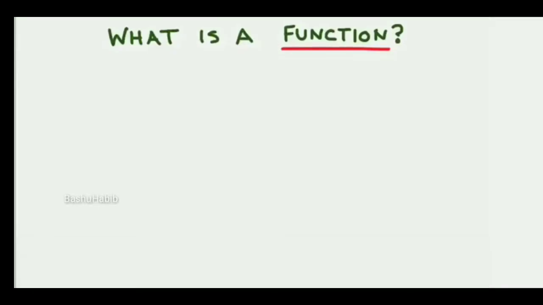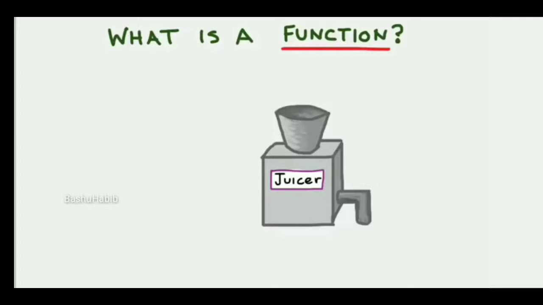What is a function? Before we talk about what a function is, let's talk about juicers. If I have a juicer, and let's say I want to make orange juice, all I have to do is put an orange in the juicer, and out will come orange juice. Anytime I put an orange in the juicer, it'll make orange juice for me.